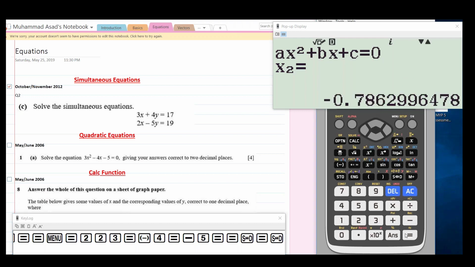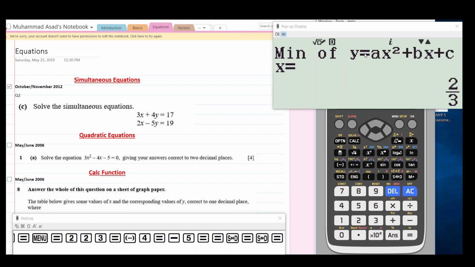-0.786, and again if you press equal, you will get the minimum value of y equals ax square plus bx, means this is giving the coordinate of vertex, that is turning point, or we can say this is also the equation of line of symmetry.